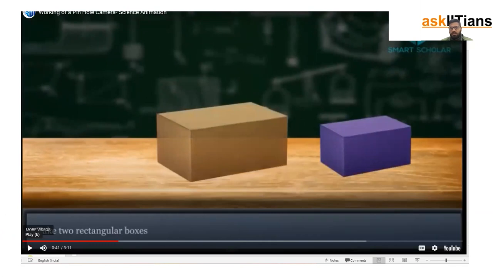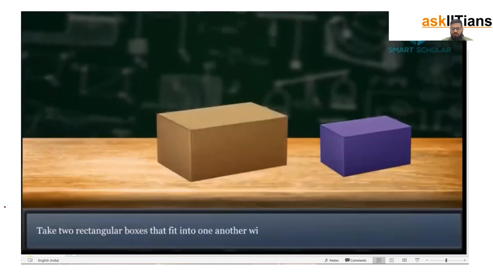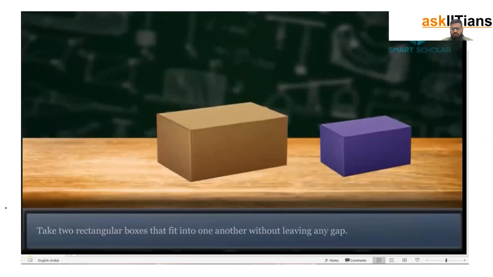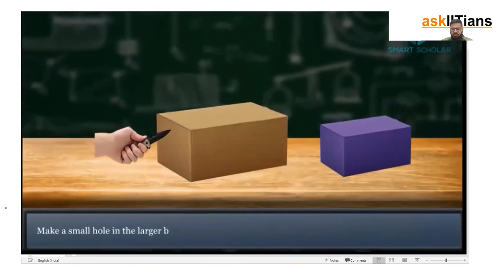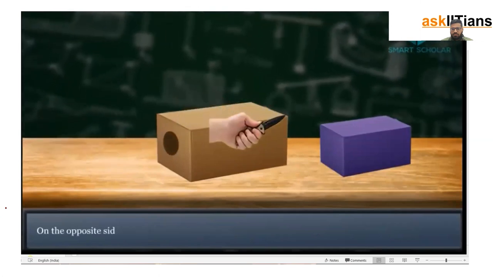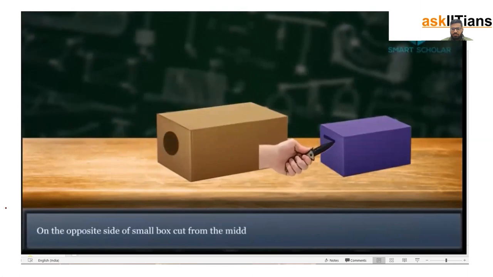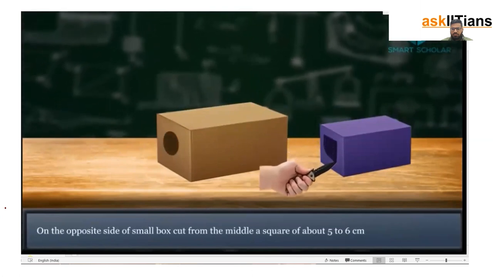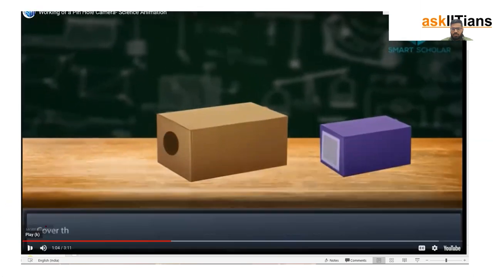So see, there are two rectangular boxes. One is larger and one is smaller, such that it can fit into the larger box. This brown one is the larger and this violet one is the smaller box, that fit into one another without leaving any gap. Make a small hole in the larger box at the center. On the opposite side of the small box, cut from the middle a square of about 5 to 6 centimeters. You can see we have made a hole on the larger box and a square cut of 5 to 6 centimeters at the middle of the smaller box.